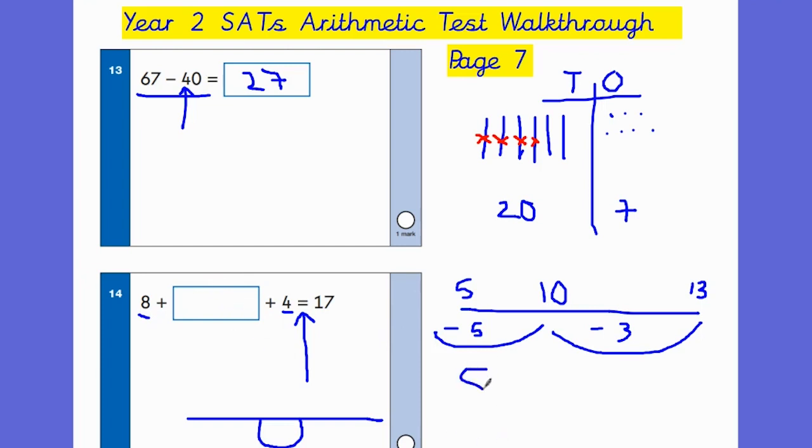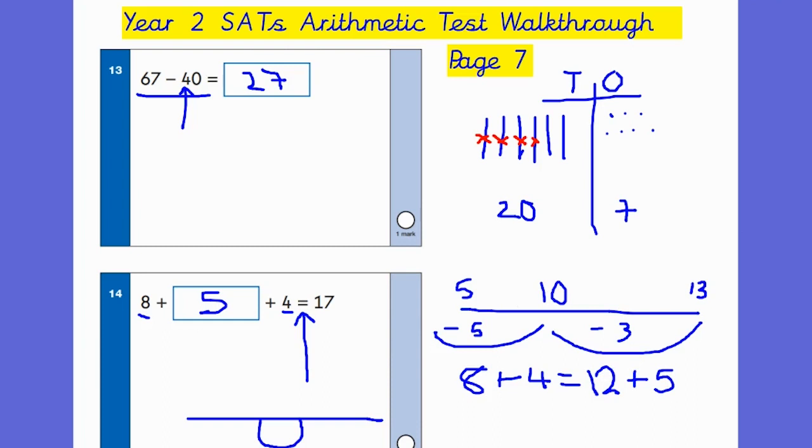If I add 8 and 4 together, that makes 12. And what would I have to add to 12 to get to 17 so that that is equal to that? I would need to add 5. So 5 does fit in there, and it is the correct answer. Okay, so 2 different ways of doing it. 1, the inverse, and 2, by adding the 2 numbers together that you do have and seeing what you need to add to that number to get to 17.